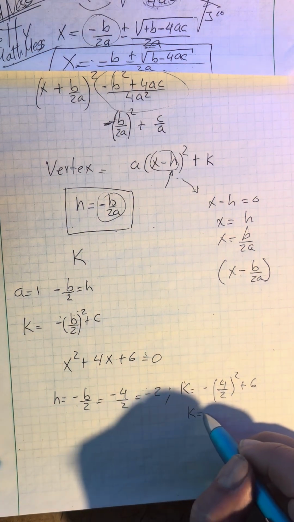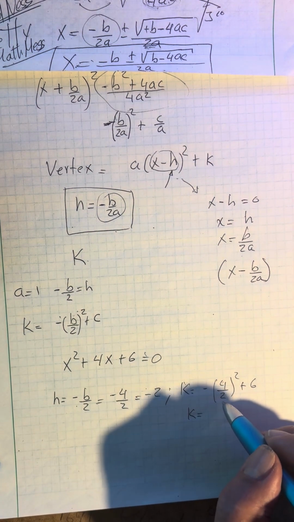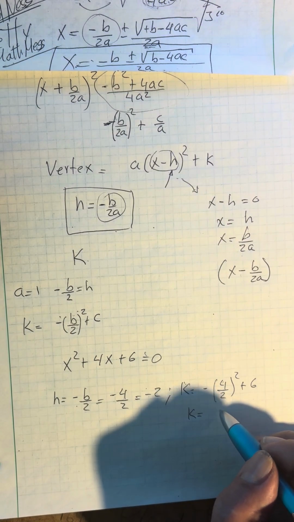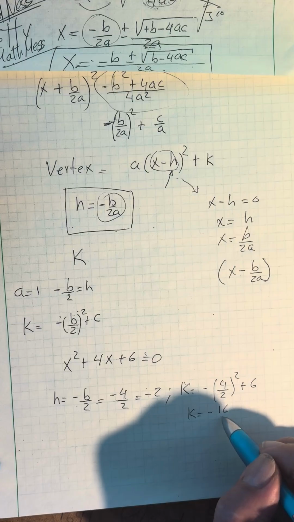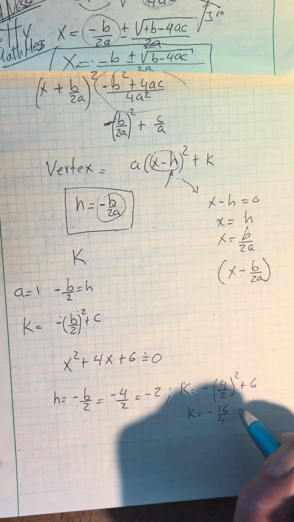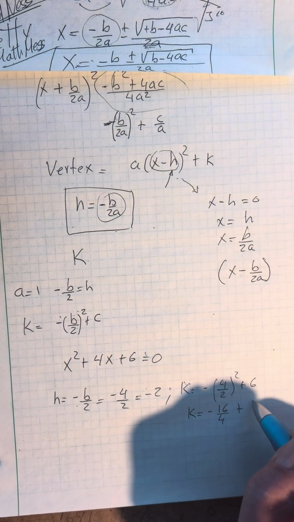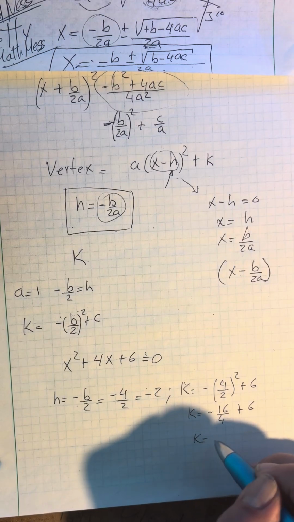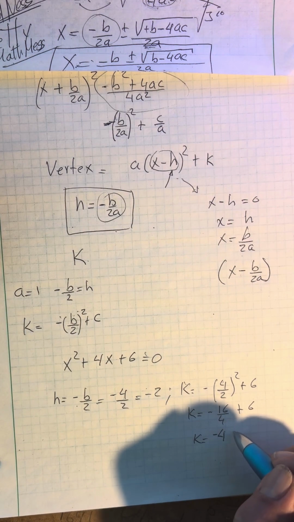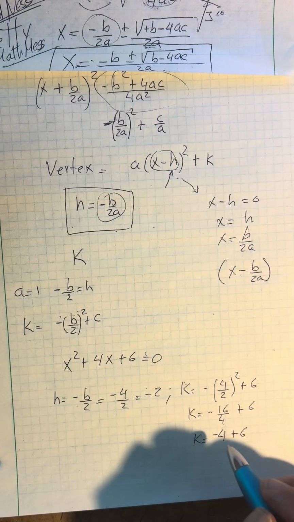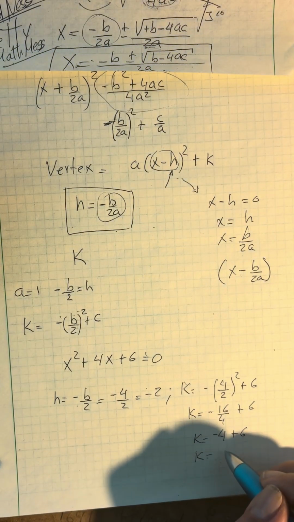So k will be equal to 4 times 4 is 16, and 2 times 2 is 4, plus 6. So k is equal to minus 4 plus 6. K will be equal to 2.